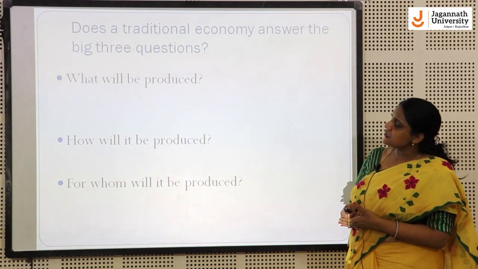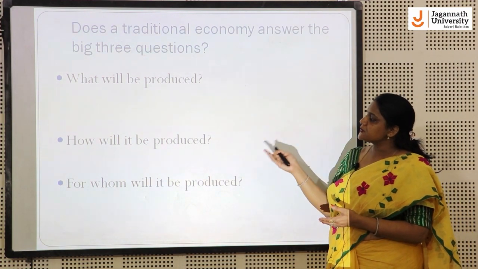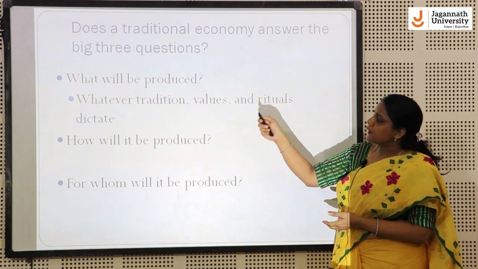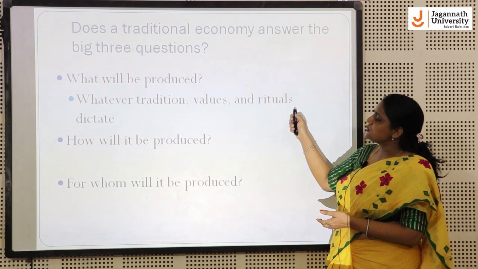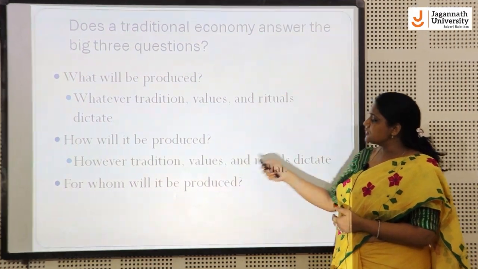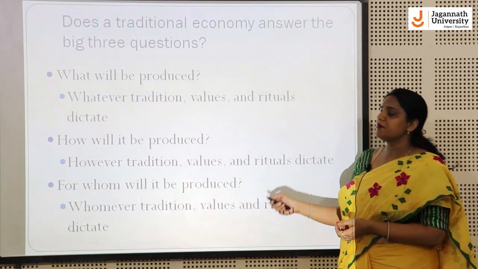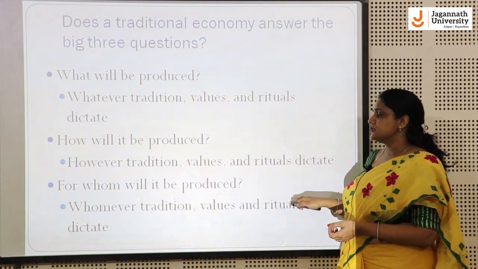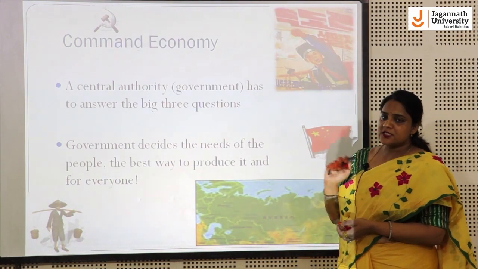So, if we see the basic economic questions, what to produce, how to produce and for whom to produce, in the traditional economic system, what to produce will be decided by the tradition, values and rituals. How it will be produced will also be decided by the tradition, values and rituals, and for whom it will be produced, it will also be decided by the tradition, values and rituals. So, basically this is traditional economic system.